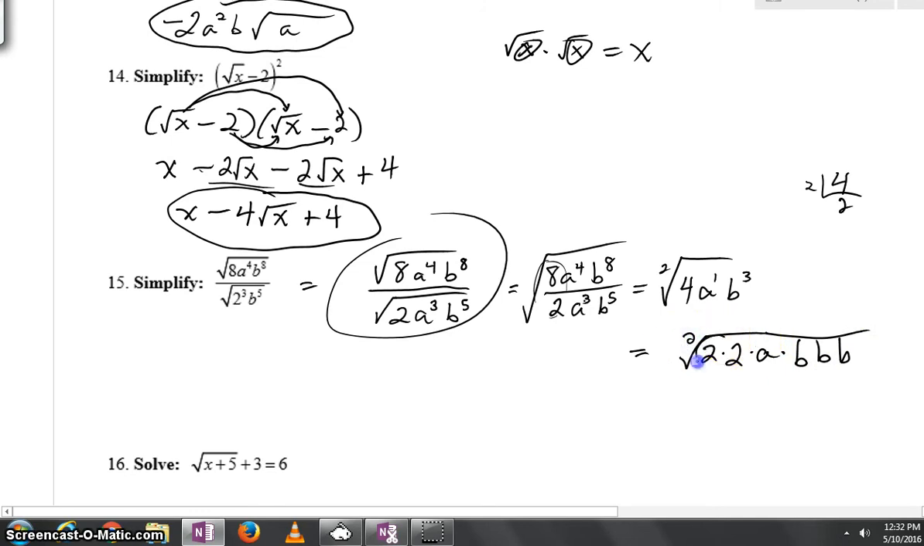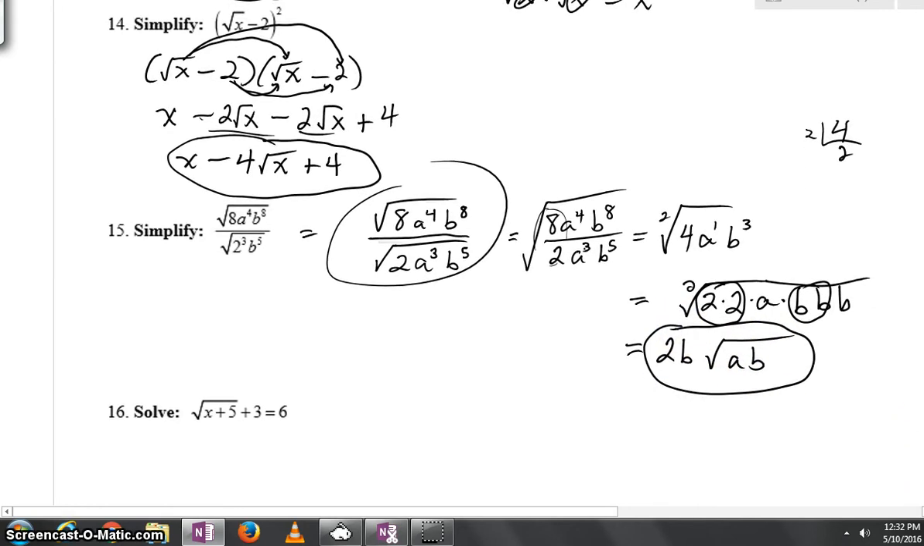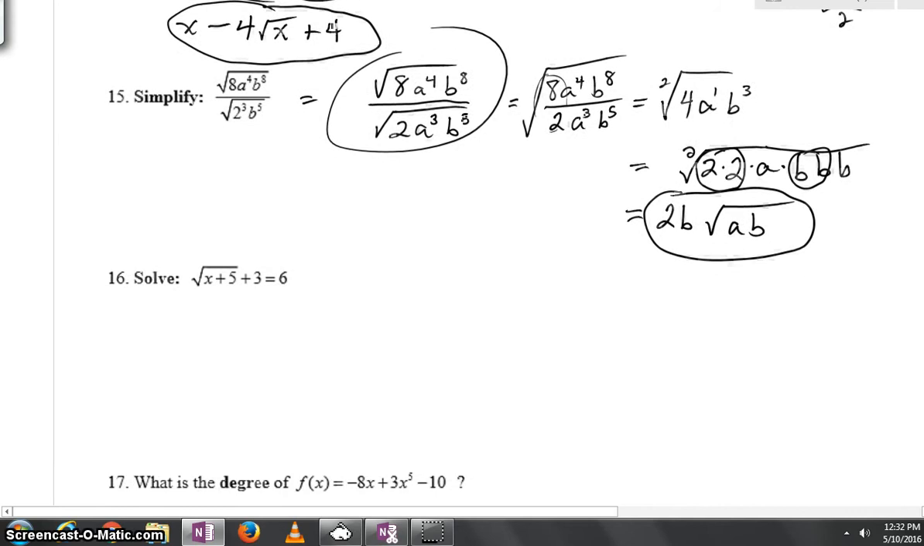We're looking for two of the same thing. And you can see that we have circled a 2 and a pair of b's. So we can pull out a 2b. What are we left with? Well, inside we just have an a and a b.